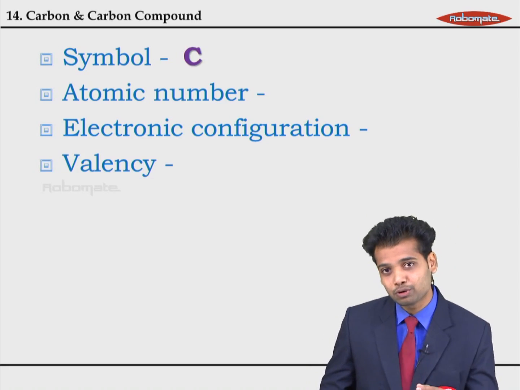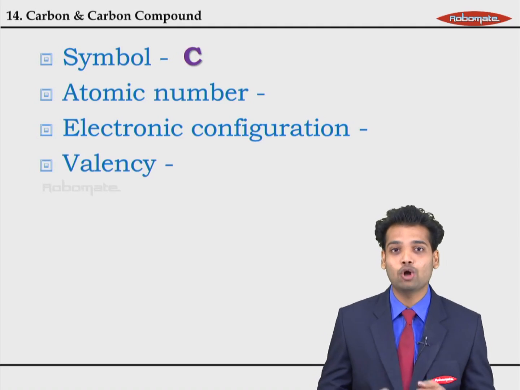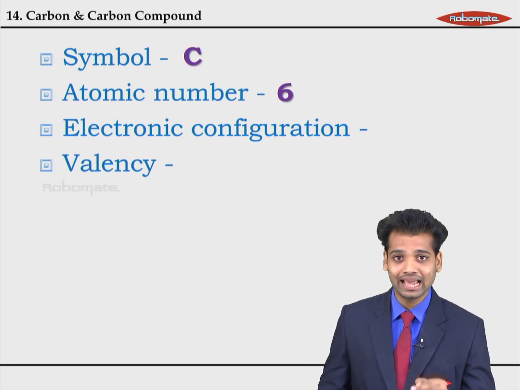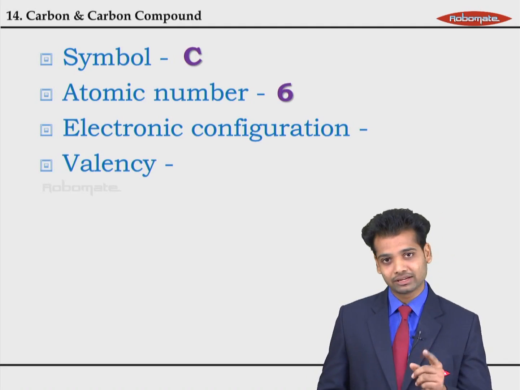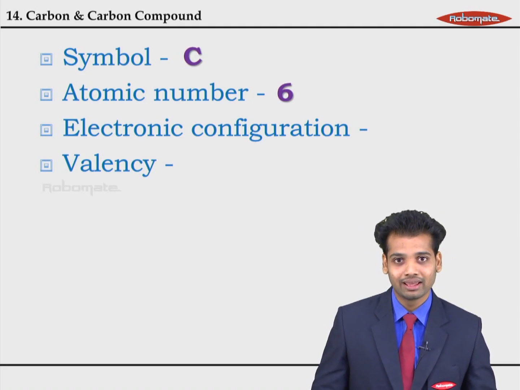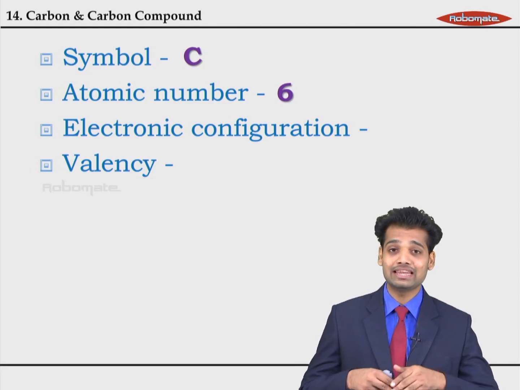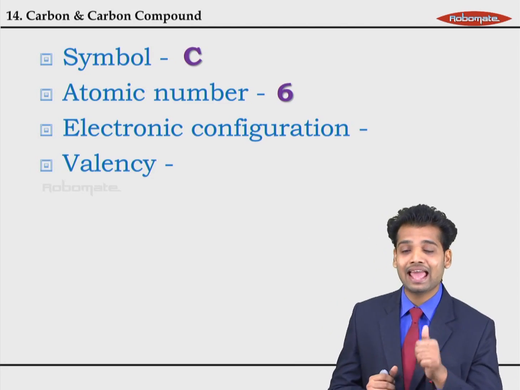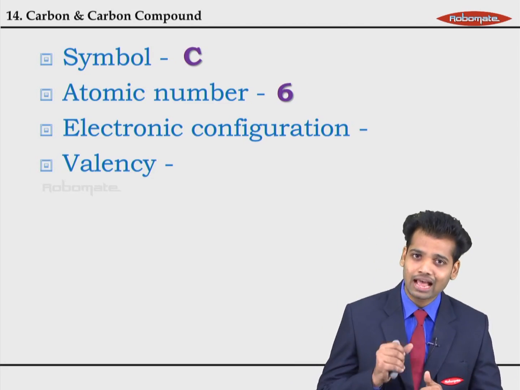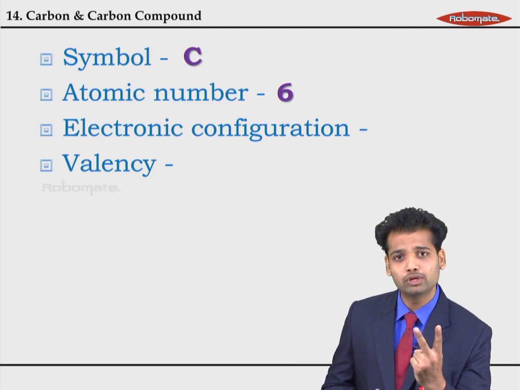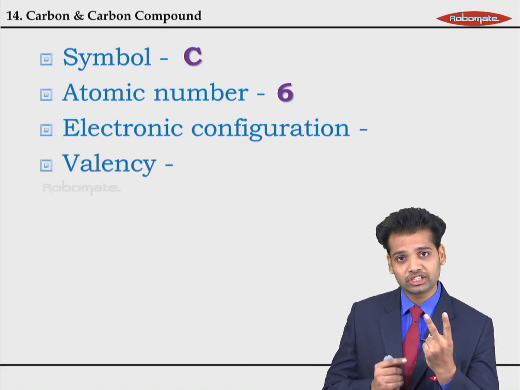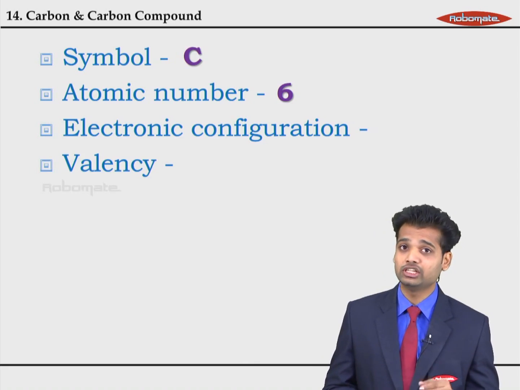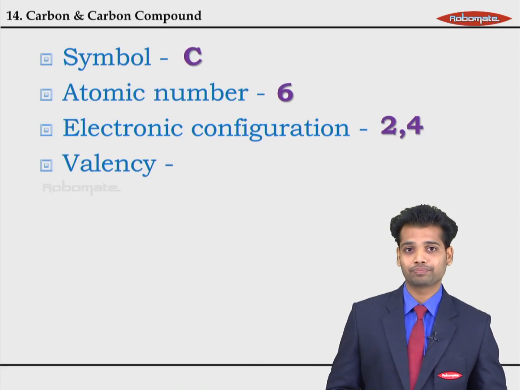As it has 6 protons or 6 electrons, its atomic number is 6. Atomic number meaning the number of electrons in one atom of this carbon. These 6 electrons are divided into 2 shells, meaning the K shell and the L shell. The K shell has only the capacity of holding 2 electrons, meaning the L shell will end up having 4, making the electronic configuration 2, 4.